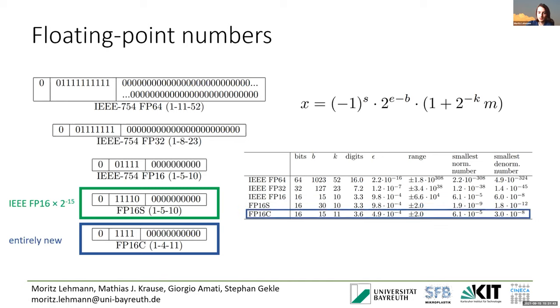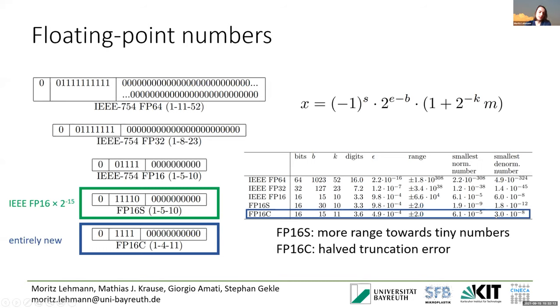Now with the entirely new custom format, the FP16C format, we have actually increased the number of digits by 0.3 digits to 3.6 digits. And this has the same effect as cutting the truncation error in half. The number range is still limited to plus minus 2. However, we cannot resolve as small numbers now, only down to 10^-8, but still better than the IEEE format by a factor of 2. So the 16S and the 16C format differ. The 16S has more range towards tiny numbers, and the 16C format has the truncation error cut in half. And the question is, which of these properties is more important for Lattice-Boltzmann?